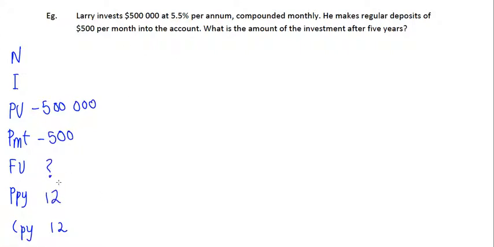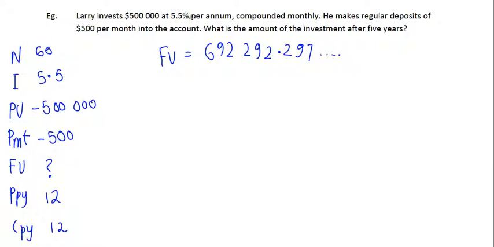Future value, we want to know what that is. After 5 years, so 5 years of monthly repayments, that's 60 payments, and the rate is 5.5. So we have all of our information, and we are finding the future value. And you'll see it's quite large because he's going to be earning a lot of interest here. It's $500,000 at 5.5% per annum. So that is a hefty amount of interest.